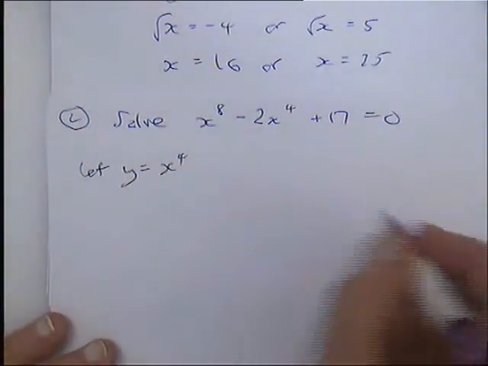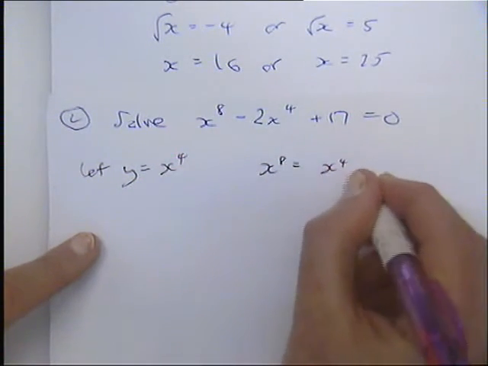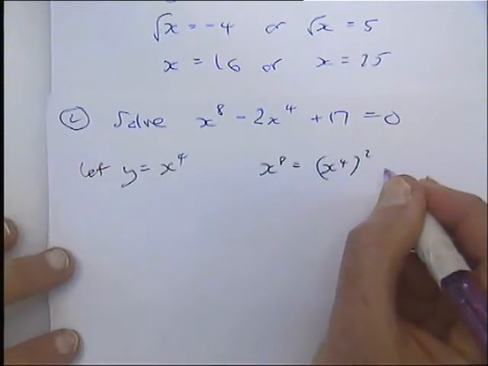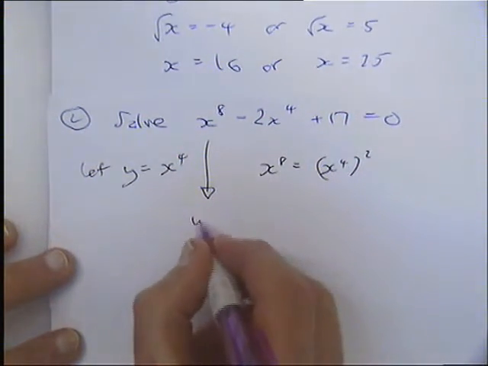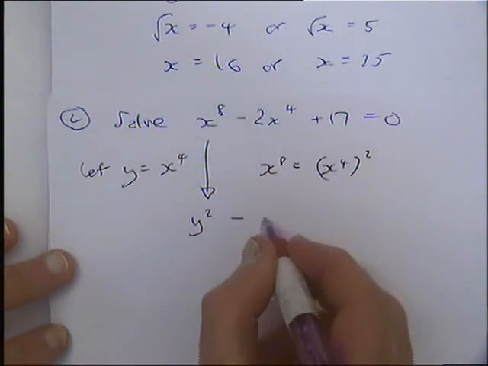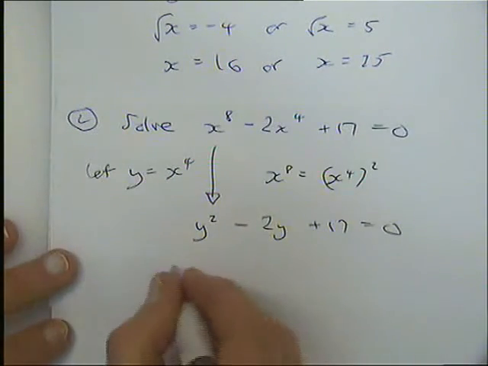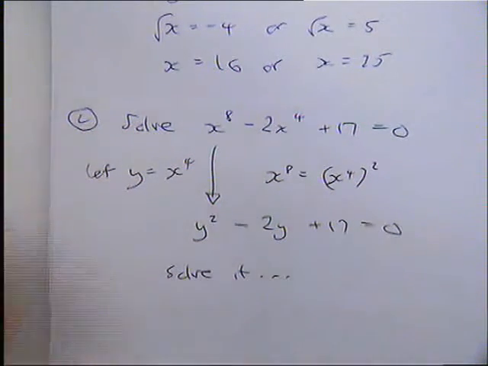So, x to the power of 8 is x to the power of 4 squared. So yeah, the x to the power of 8 is y squared. The x to the power of 4 is y plus 17 equals 0. There's a quadratic, and you just go away and solve it. We're not going to bother finishing it off. That's nothing new. Okay, but that's the sort of thing to look out for. Things that don't look like quadratics to start with, but actually are quadratics.